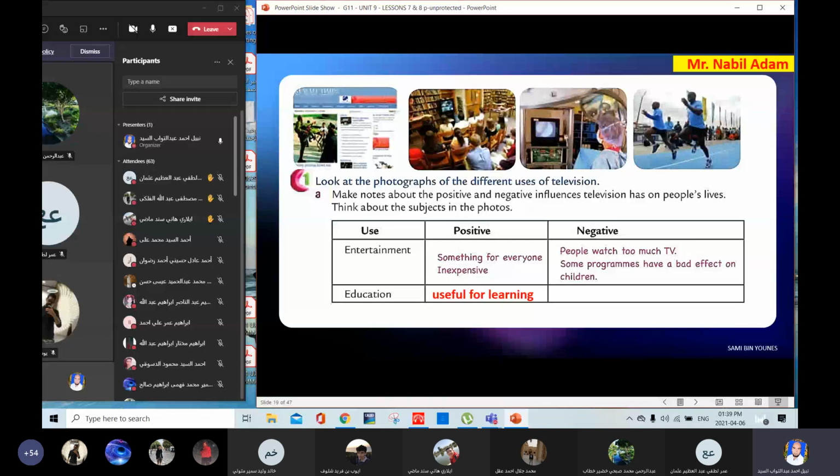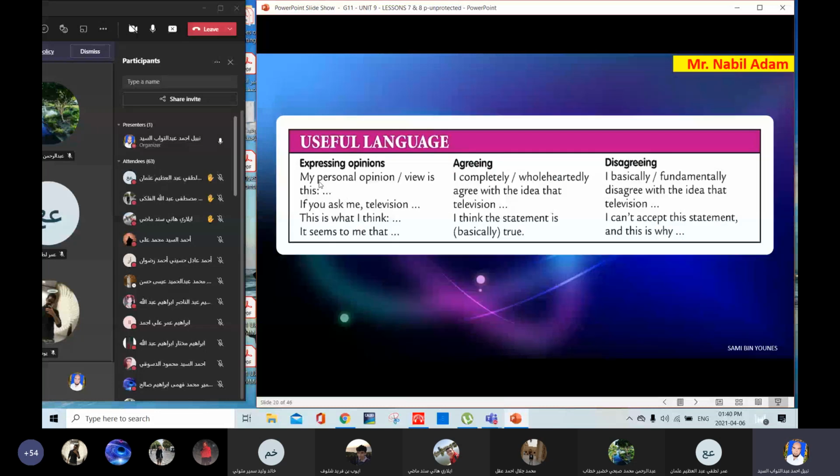When you express your opinion, you can use these phrases when writing. My personal opinion, my personal view is this. If you ask me, television, this is what I think. It seems to me that. For agreement, you can say, I completely agree with the idea. I wholeheartedly agree or disagree with the idea. I think the statement is basically true. I can't accept this statement. So you should express your opinion by agreeing or disagreeing.